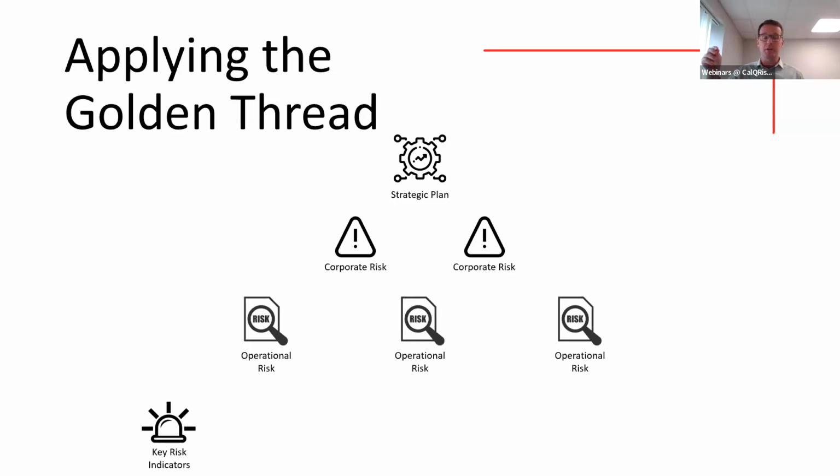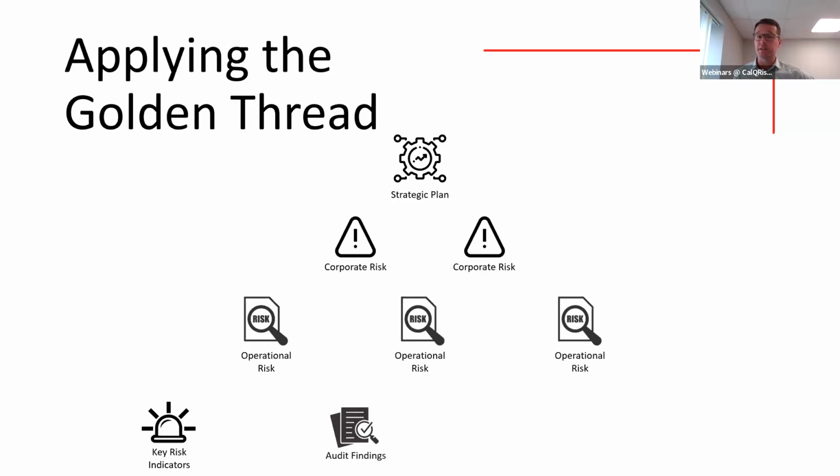Does that actually impact our operational risk register or our business unit risk register? How does that impact our corporate risk register? And then in turn, could it actually impact our strategic plan? So that's the idea of starting to link your business unit or operational risk registers back to some of the other management information that you have, and not making them such a standalone process, if that makes sense.